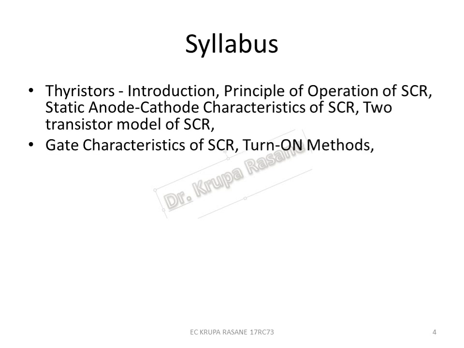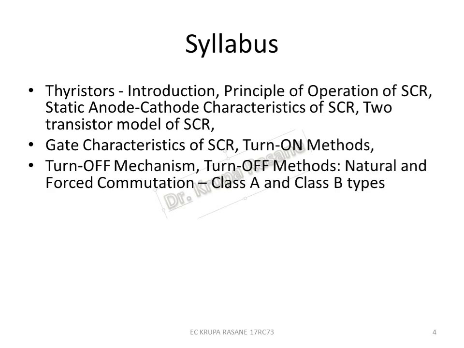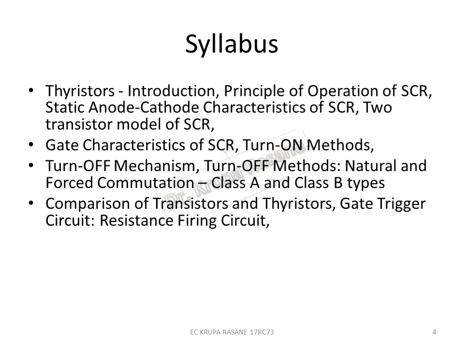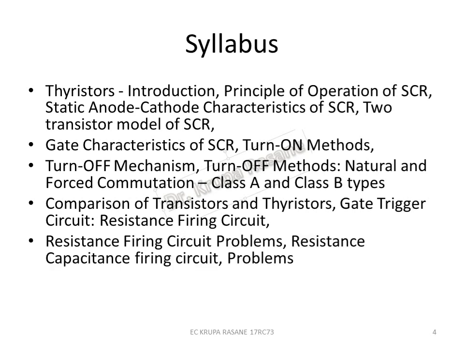This we did in video 1. Then we did gate characteristics of SCR and turn on methods. Turn off mechanism we have done using natural and forced commutation, class A and class B types. In the fourth video, we have seen the comparison of transistors and thyristors as well as the gate trigger circuit with respect to resistance firing circuit.